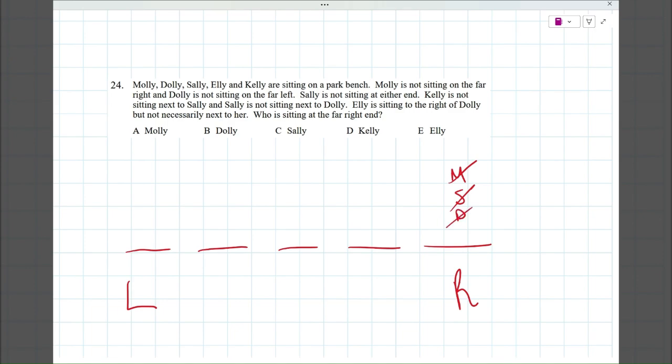So I've used which bits of information now? We've used that one, so we can highlight that. That's done. Dolly is not sitting on the far left. I haven't used that yet. Sally's not sitting on either end. I've used that. Kelly is not next to Sally, and Ellie is sitting to the right of Dolly. I've used that, but not fully. So it's just keeping on top of what information you have and haven't used.